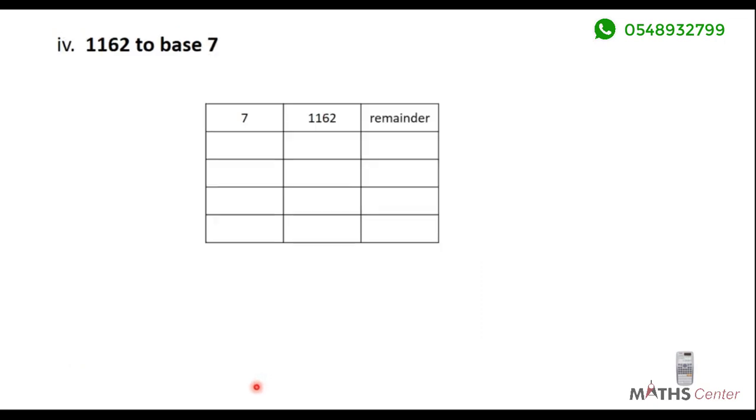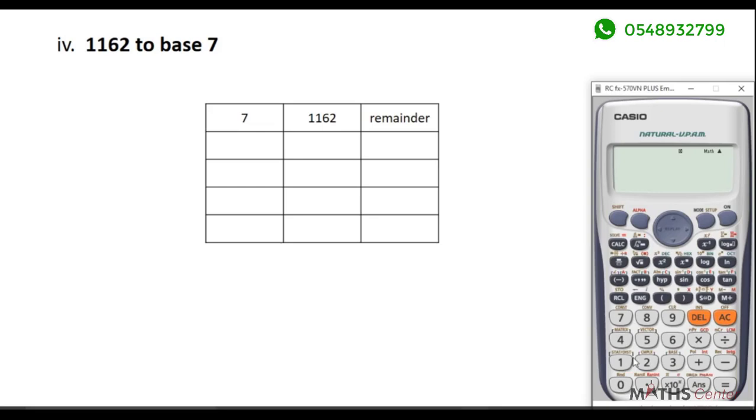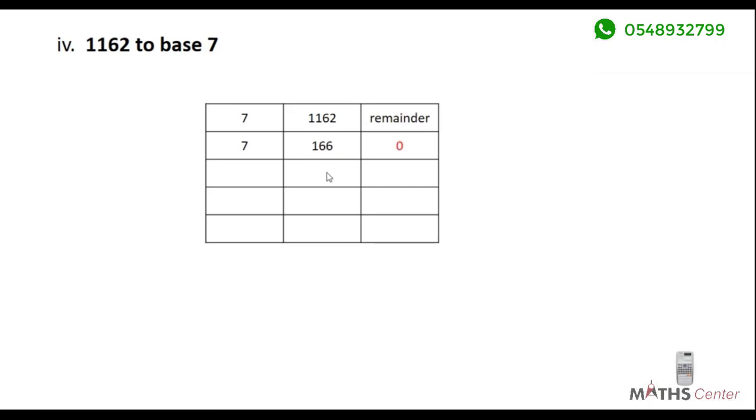Let's pick the last example. You are supposed to convert 1162 to base 7. So this is what you have to do. First, you divide 1162 by 7 on your calculator, and that will give us 166 without a remainder. So it means that we have 166 as the whole number, remainder 0.